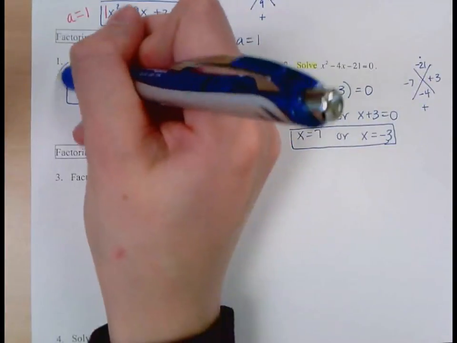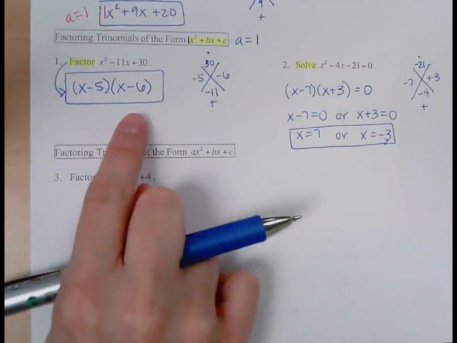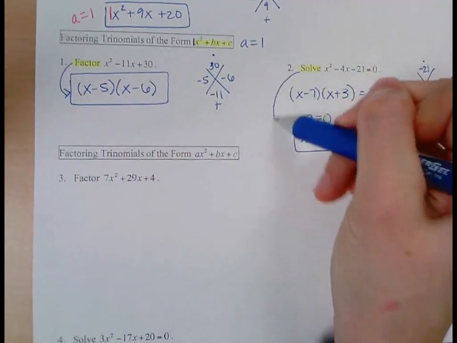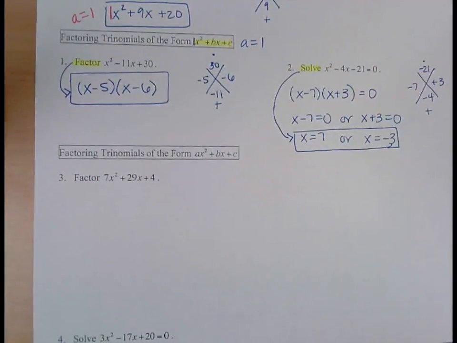So again, when directions say to factor, this is how you leave your answer. When directions say to solve, you are still factoring, but you don't stop there. You go ahead to use the zero product property to get your solutions. Questions on either of those two?